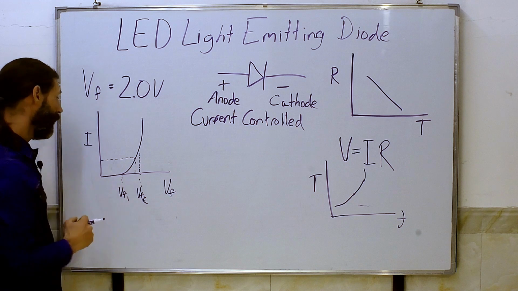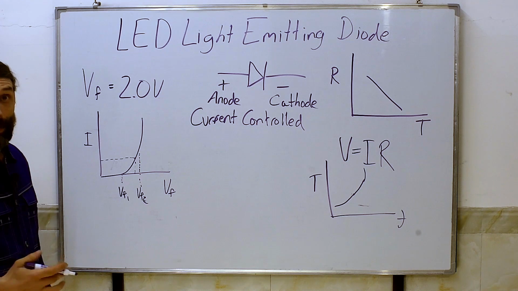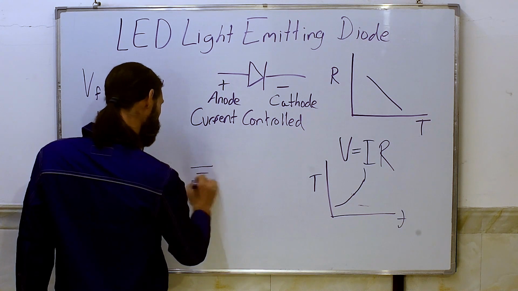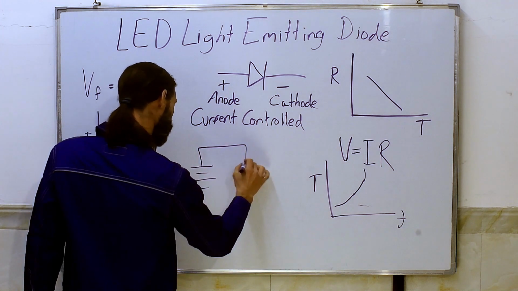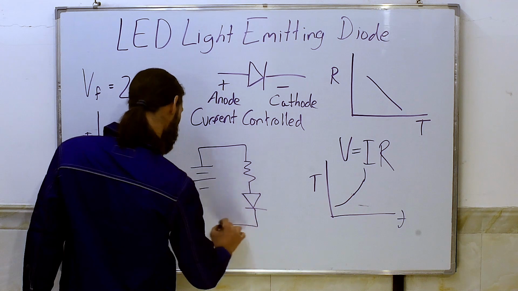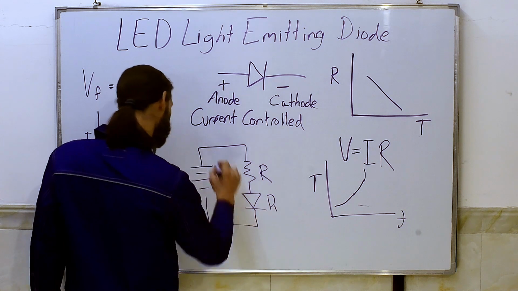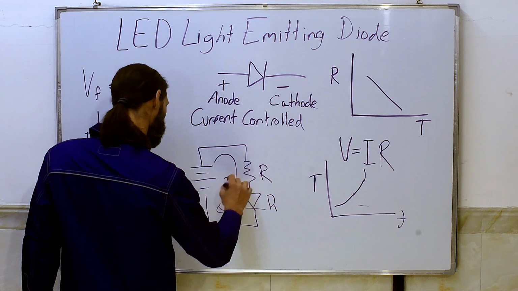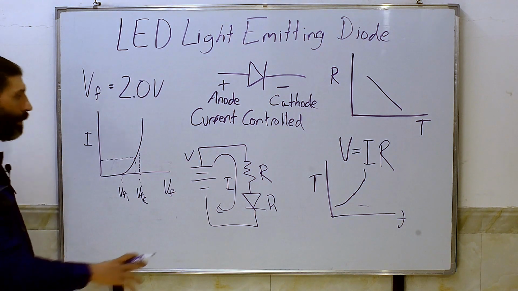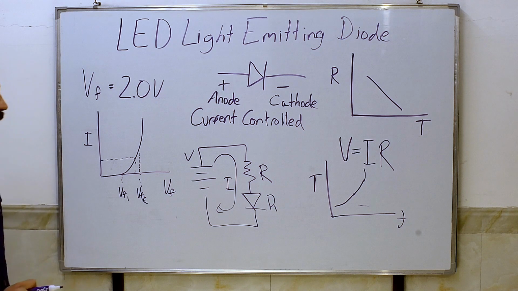So how do we control the current in an LED? Well, the easiest way is to add a current-limiting resistor. So I'm going to draw a simple circuit here. There's our battery. Got a resistor, and then we've got our LED. So by putting a resistor in series with the diode, we will limit the current.